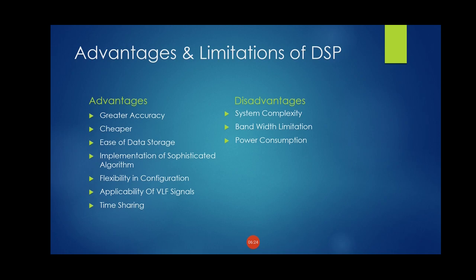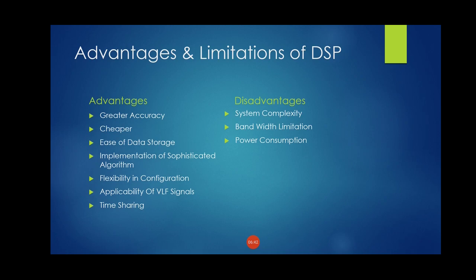Number 7 is time sharing. Now, DSP allows the sharing of a given processor among a number of signals by time sharing, thus reducing the cost of processing a signal.